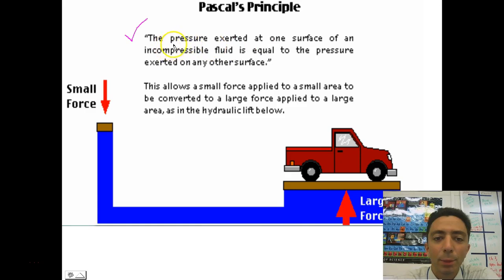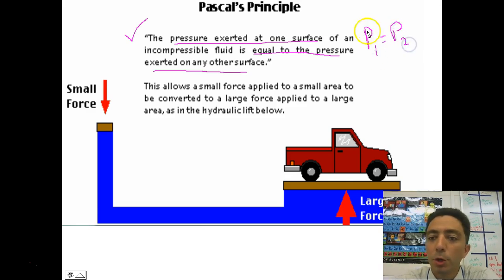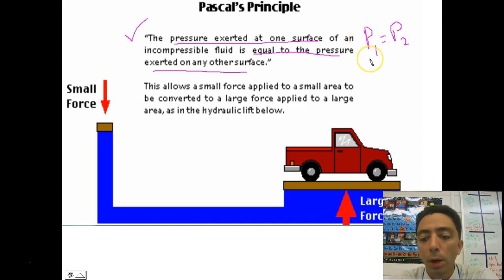It is that the pressure exerted at one surface of our fluid is equal to the pressure at any other surface. And so if you remember the equation from class, that is P1 equals P2. What this shows is that pressure at spot number 1, which could be anywhere on the fluid, is going to be equal to pressure at spot 2, which would be anywhere else. And so this is nice, showing changes. If we increase the pressure at one spot, it would increase at all the spots.